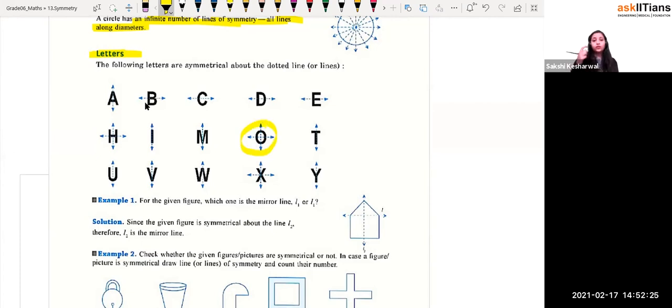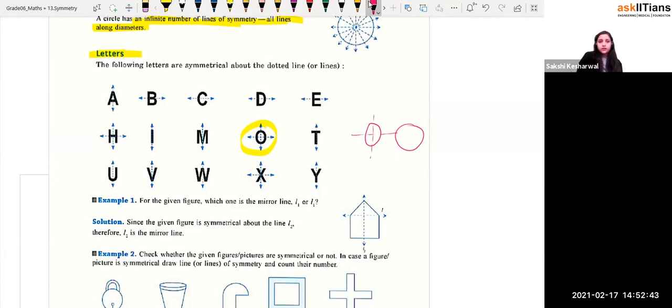This O has only 2 lines of symmetry. It does not have infinite lines of symmetry, because we write O like this. We don't write O as a circle. This O is kind of oval. O is not a circle. So it does not have infinite lines. It has just 2 lines of symmetry, right?